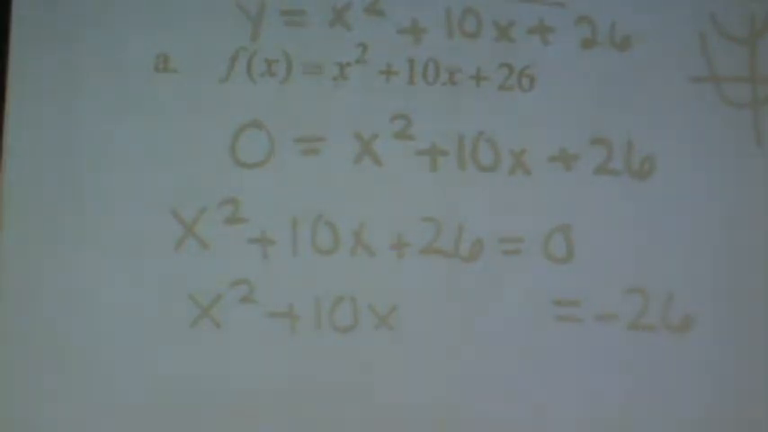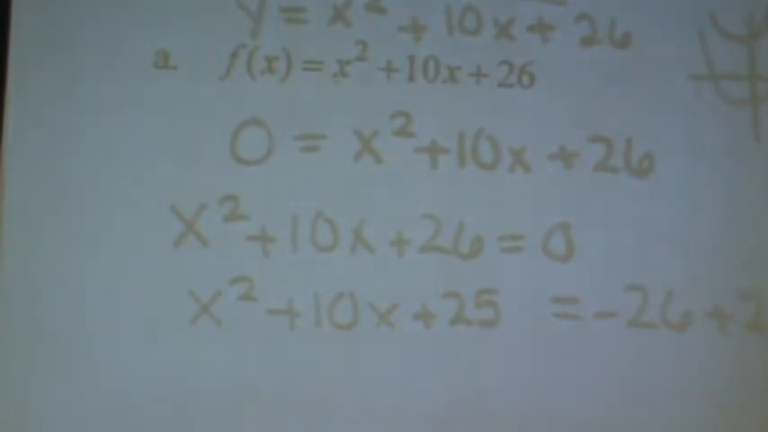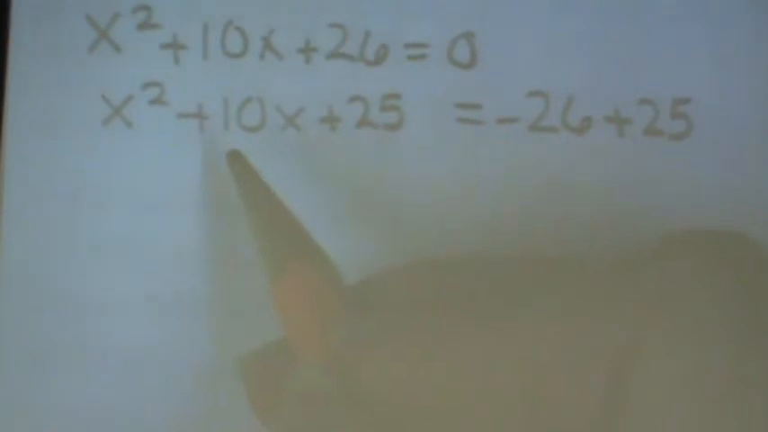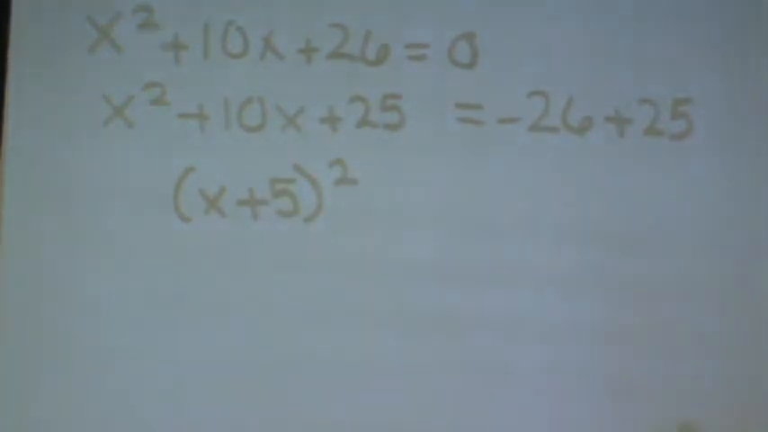That's easy, right? Now what? Half of, and what do you get? 25. That's easy. Alexis, when you said half of 10, what'd you get? That's the number that goes in there. Easy. And what's negative 26 plus 25? Yeah, okay, now what?